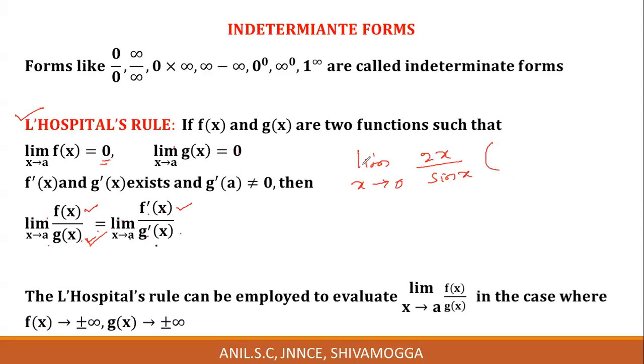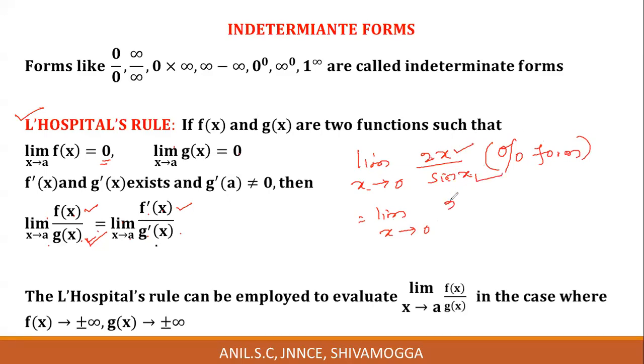What is the indeterminate form? As x tends to 0, the numerator will be 2 into 0, which is 0, divided by sin 0, which is 0. Therefore, this takes 0 by 0 form. In such cases, we differentiate both numerator and denominator separately with respect to x without applying the quotient rule. You differentiate this numerator separately, this denominator separately.